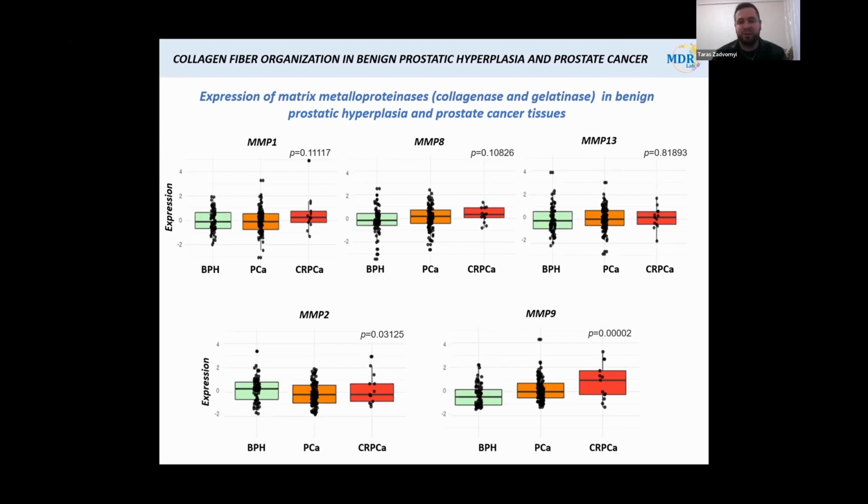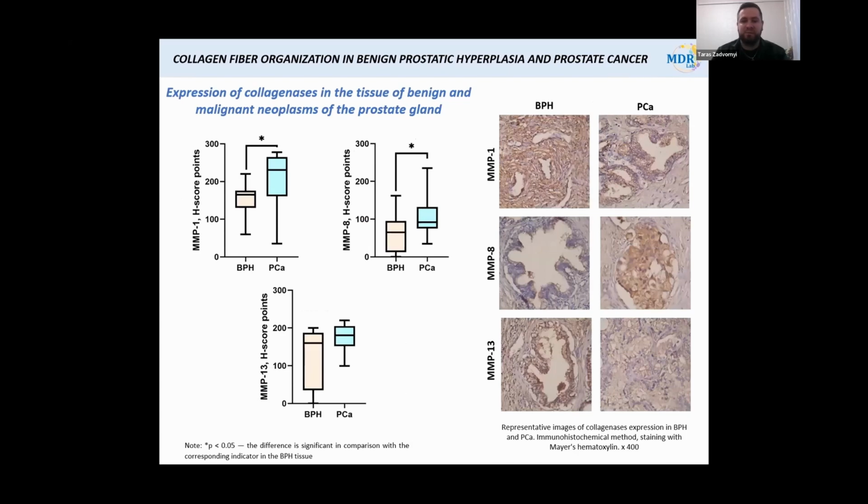What about real life, and with protein? We used immunohistochemical methods, and as you can see, analysis of the immunohistochemical study showed that prostate cancer tissue was characterized by a higher expression level of collagenases, first and second type MMP, or MMP1 and MMP2, at 40 and 30% respectively, compared with patients with benign prostatic hyperplasia.